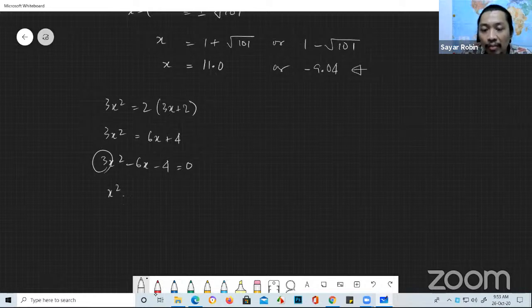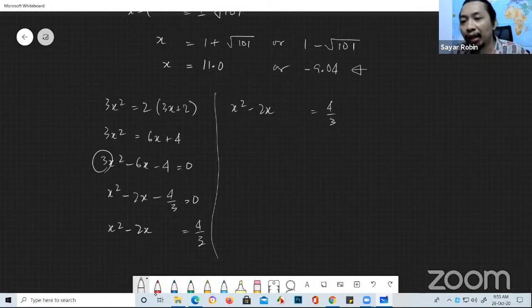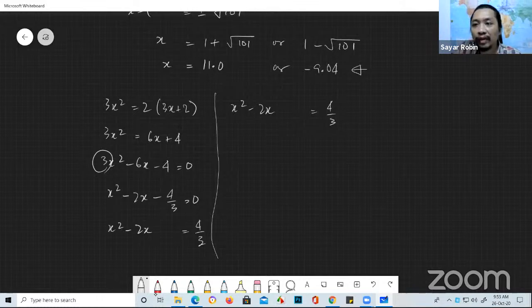It becomes x squared minus 6x divided by 3, which is 2x, minus 4 divided by 3, which is 4 over 3, equal to 0. And then x squared minus 2x is equal to 4 over 3. Now we are going to complete the square. We consider the coefficient of x, which is negative 2. Negative 2 divided by 2 is negative 1.